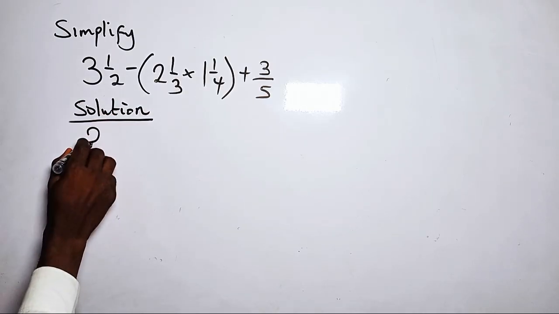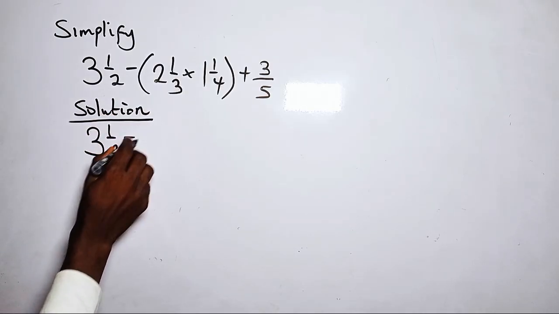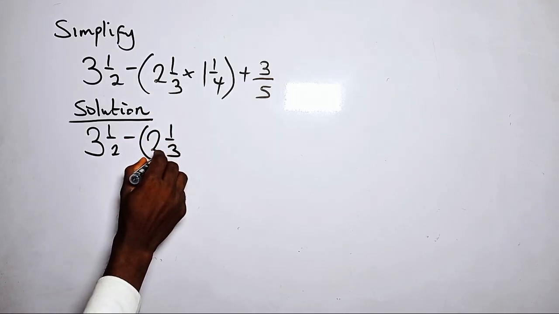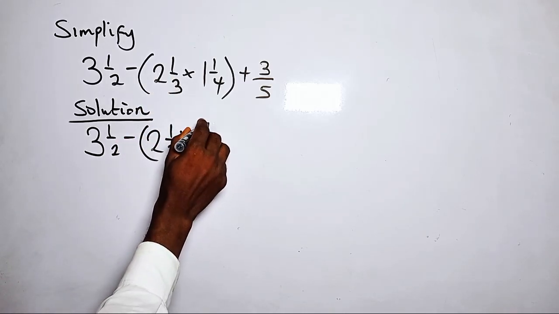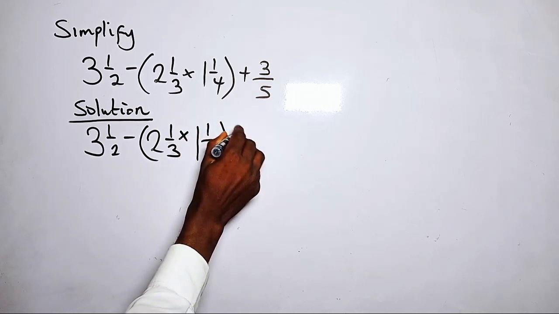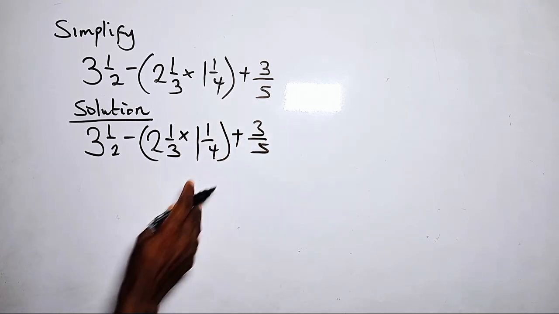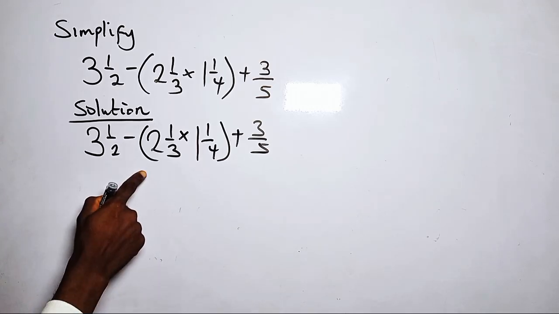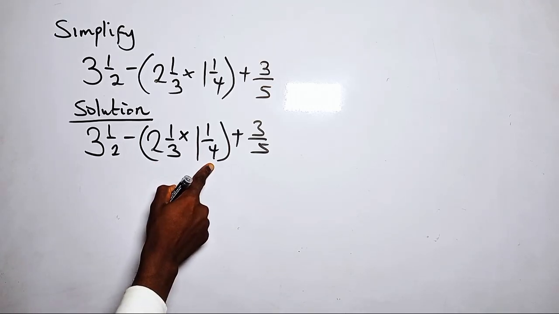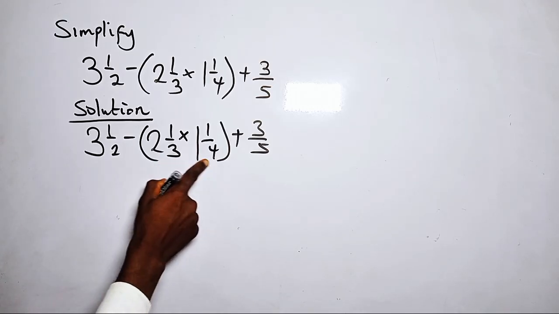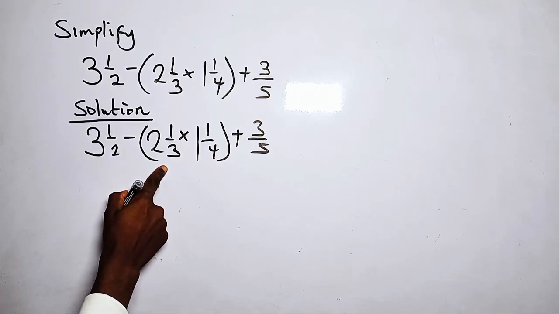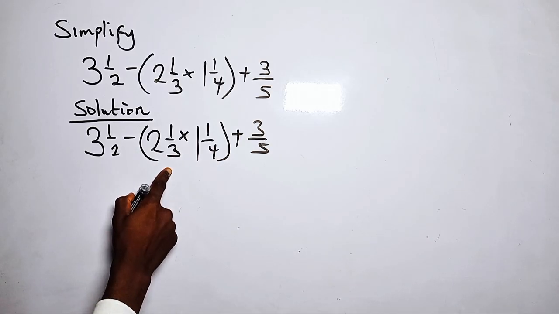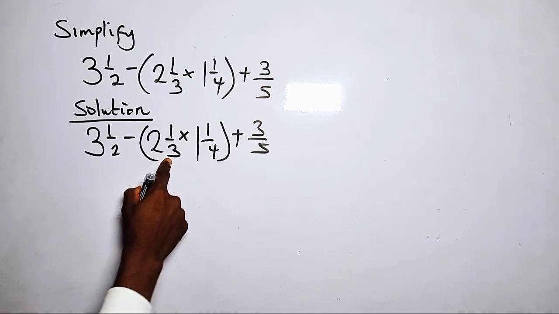Okay, so for 3 1/2 minus, in the brackets, 2 1/3 times 1 1/4, plus 3/5. When we look at the rule of BODMAS, we have to work in the bracket first. So let us solve everything in the bracket. In the bracket, we have a mixed fraction multiplying a mixed fraction, so let us convert these to improper fractions.